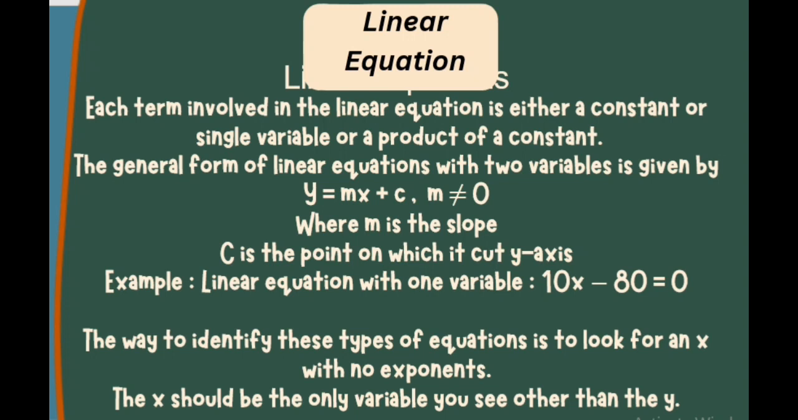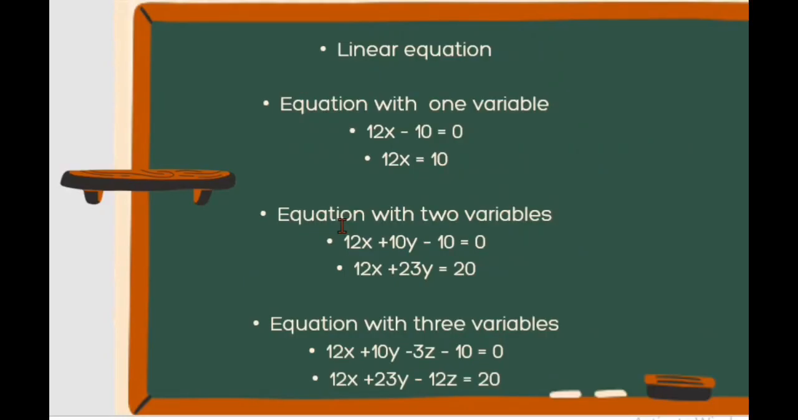Now, how can we identify a linear equation? The x should be the only variable you see other than the y. A linear equation could have one variable, two variables, or three variables, which we are still going to discuss in our next class. Equations with two or three variables can be solved using different methods.